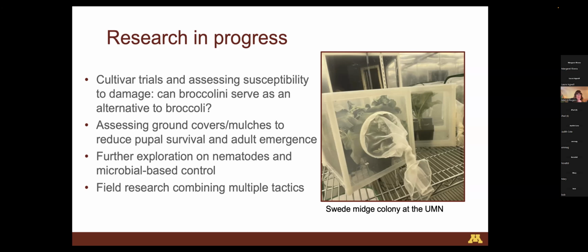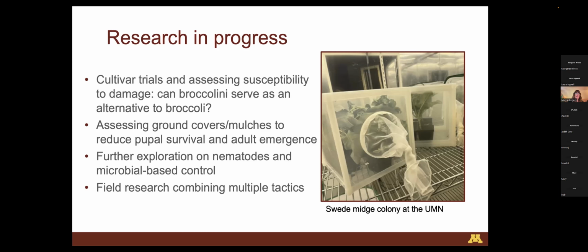Yeah. So other research we're looking at, we're thinking broccolini as an alternative to broccoli because broccoli is one of those hot crops. It forms that head. Doesn't take much to disrupt the development of that perfect head, but broccolini could potentially, because it has multiple shoots and it has a longer growing season, perhaps that might be an acceptable substitute.